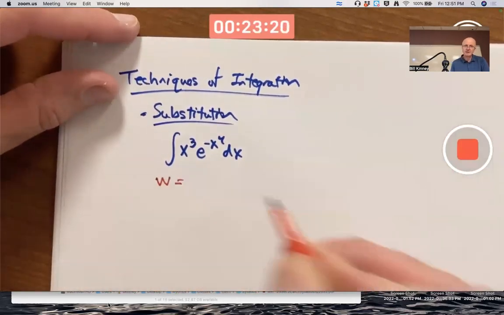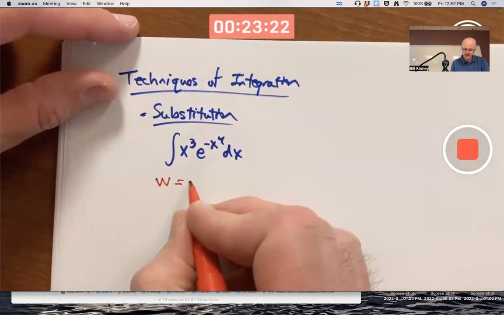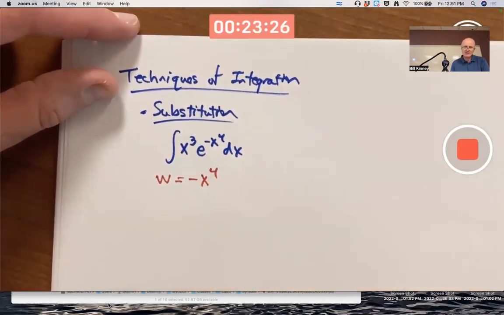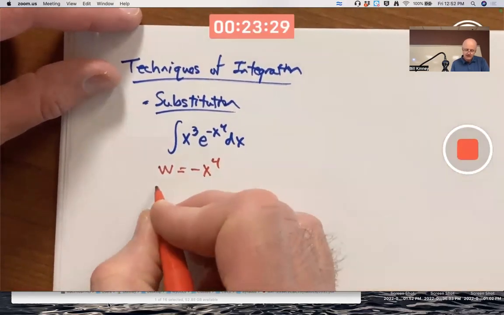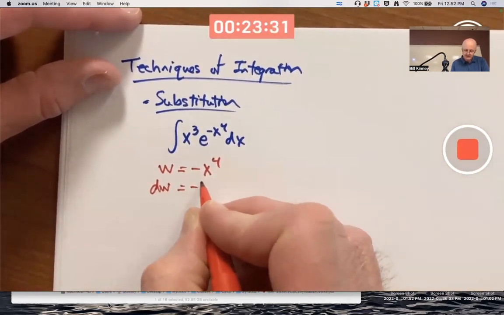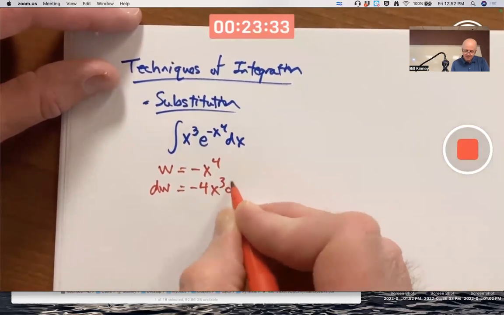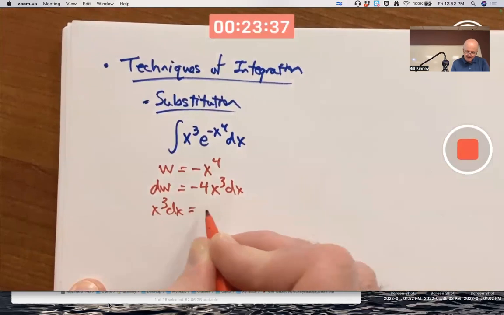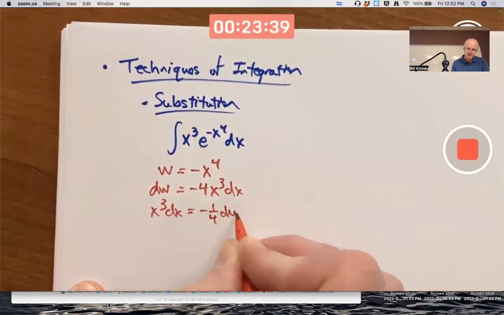You also can make it a little bit more formal and actually do a substitution. U substitution or W substitution. Say W is negative x to the fourth. dW then is negative 4x cubed dx, meaning x cubed dx can get replaced by negative 1/4 dW.